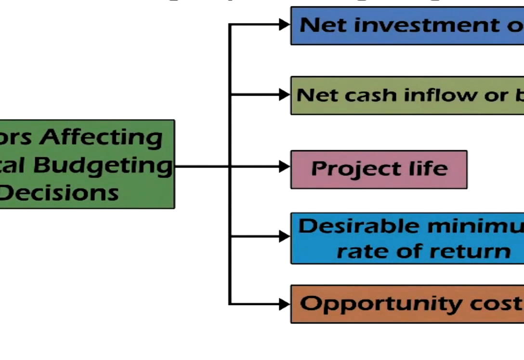Last comes opportunity cost. Opportunity cost means the cost of foregoing one alternative to accept the other. With this, we have completed the factors affecting capital budgeting decisions.